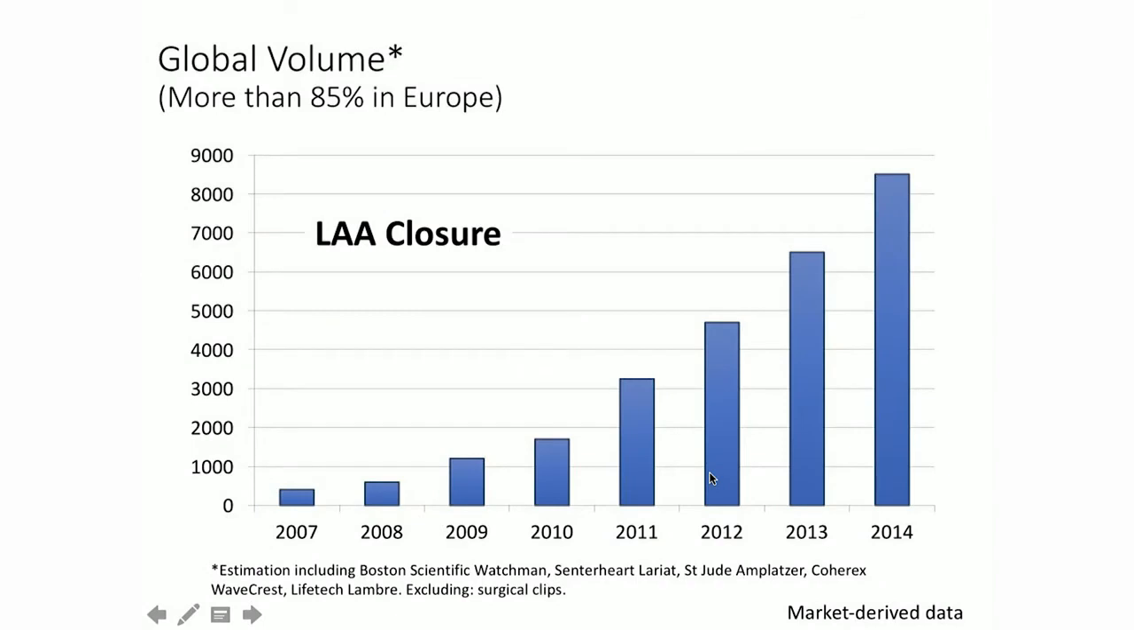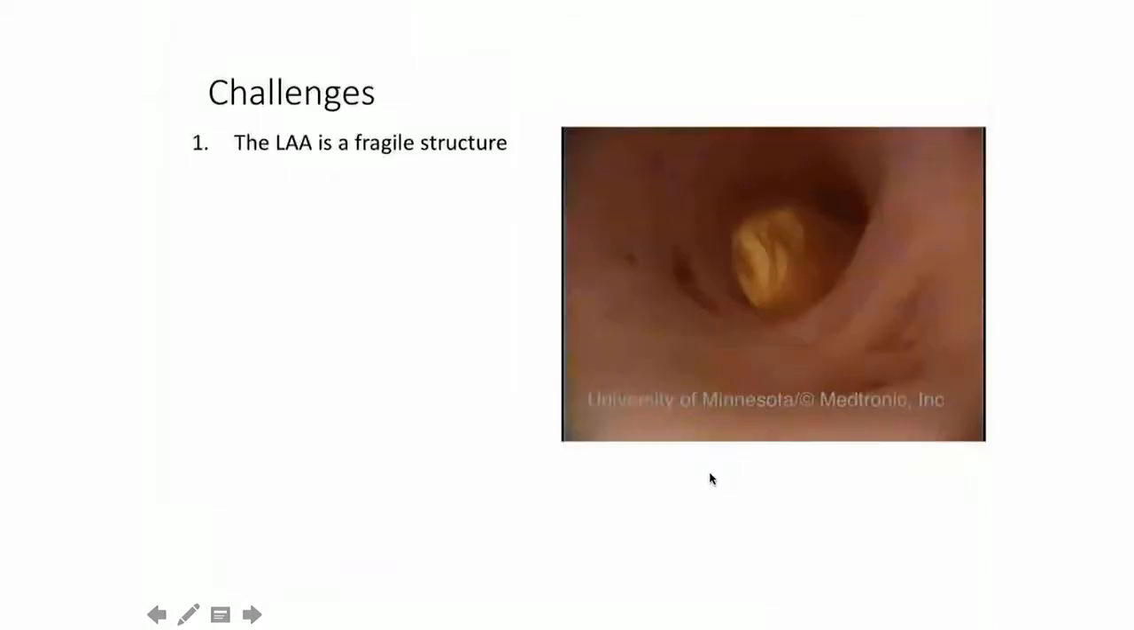And this somewhat outdated slide shows that the global volume is expanding, and mostly in Europe. And so what I can tell you for France is that there were 800 procedures performed in the country in 2015, and that number has doubled to 1,600 in 2016. So there is quite an important expansion of the number of procedures performed.